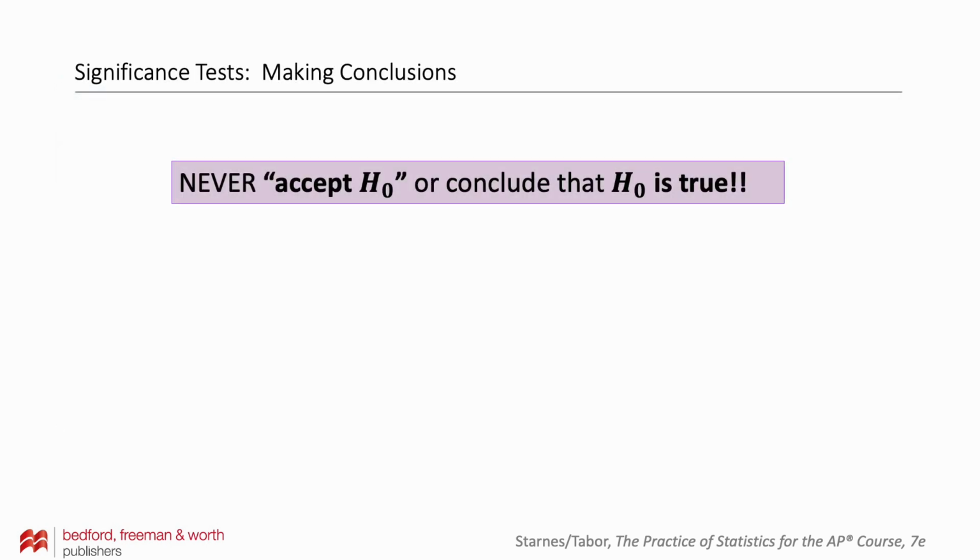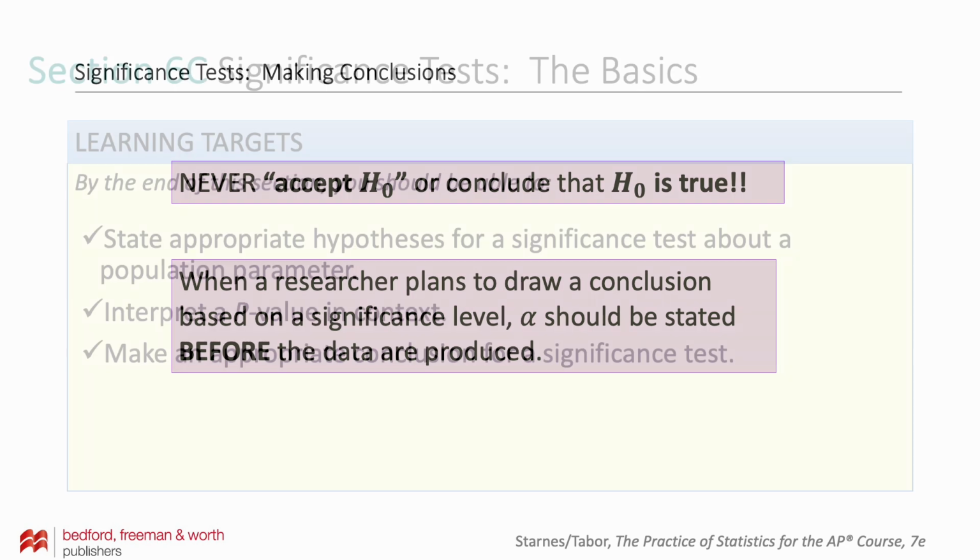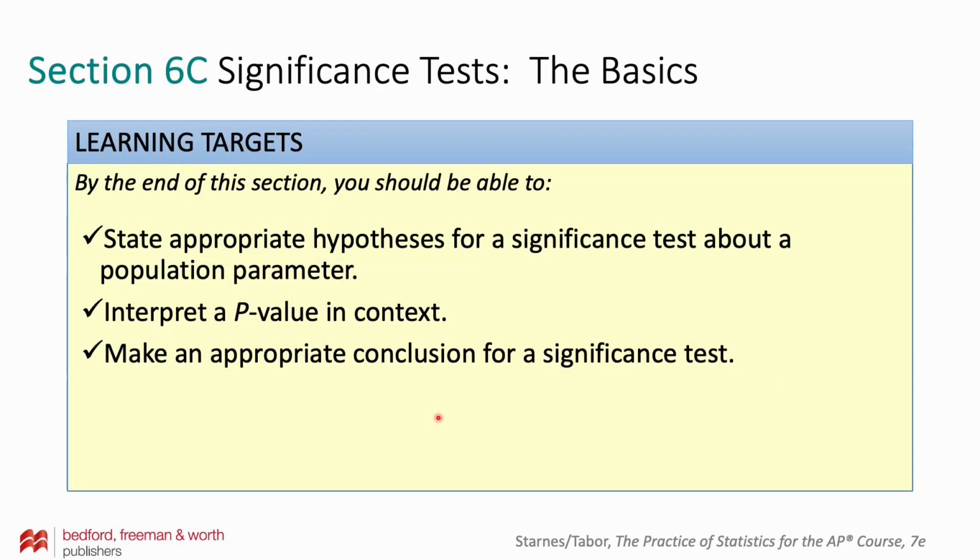And then never accept the null or conclude that the null is true. We're either stating that we do have convincing evidence or we don't have convincing evidence. When a researcher plans to draw a conclusion based on a significance level, alpha should be stated before the data are produced. That's another important aspect there. Now we're done with our first learning targets for Chapter 9.